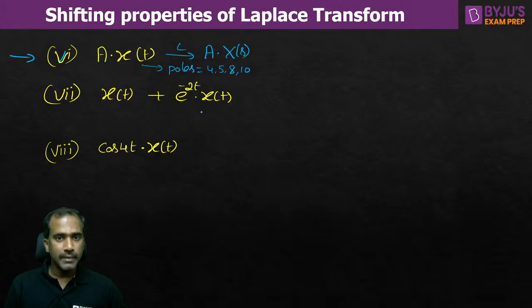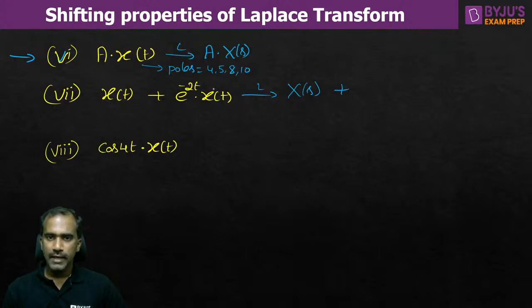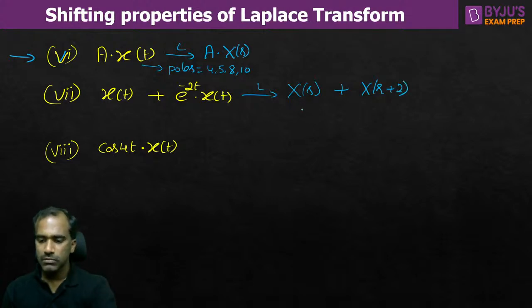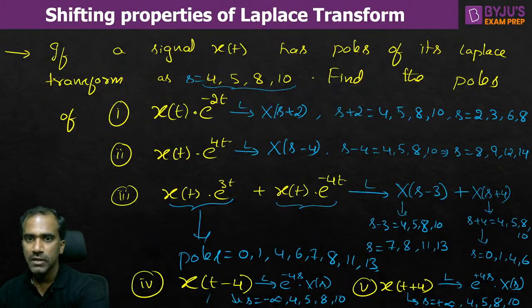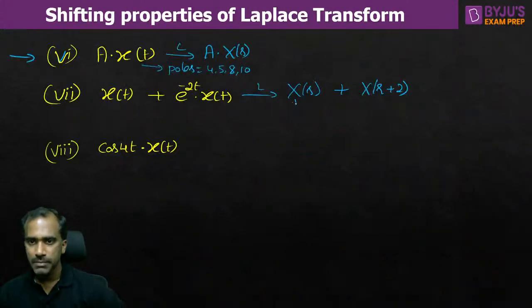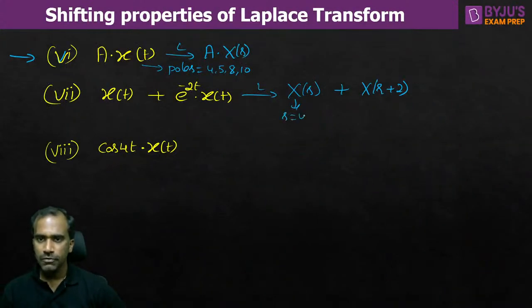How many? 8 poles will be there. Okay, that is fine. What are those poles? If you want to tell the poles, just find the Laplace transform first. The Laplace transform of x of t is x of s, plus the Laplace transform of x of t into e power minus 2t is x of s plus 2. X of s poles are 4, 5, 8, 10. So same poles here, s equal to 4, 5, 8 and 10.